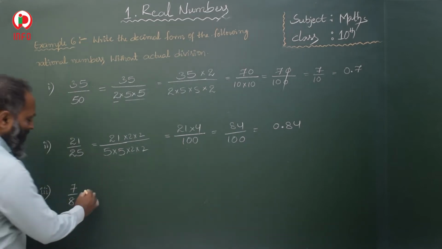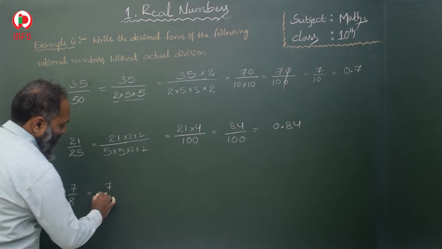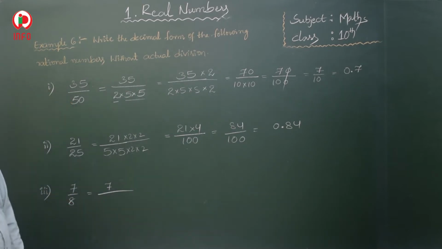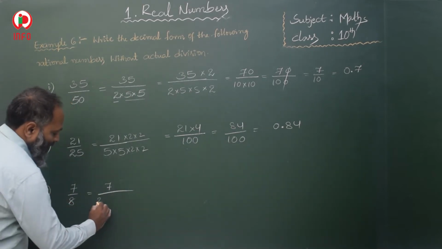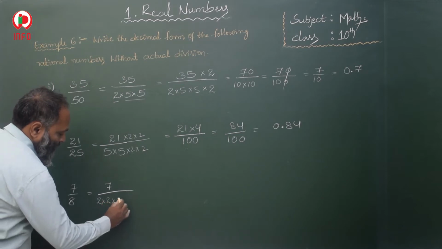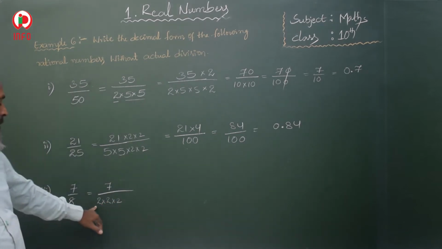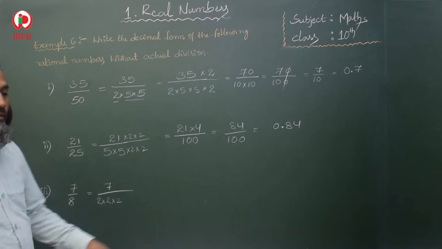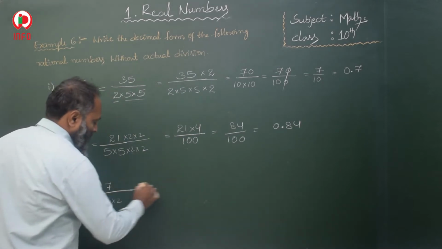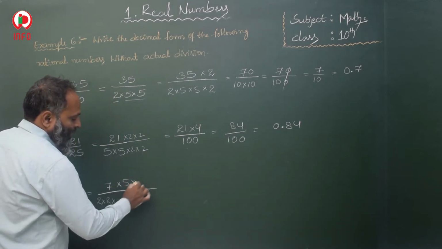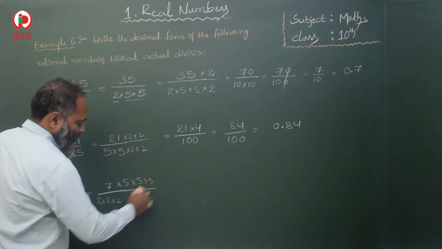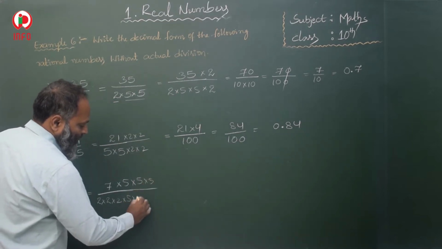Now 7 by 8. The numerator stays the same, and the denominator 8 we split into prime factors, 2 into 2 into 2. 2 2s are 4, 4 2s are 8. Here how many 2s do we have? 3 2s, which means we also need 3 5s. Multiply the numerator and denominator with 3 5s, 5 into 5 into 5.